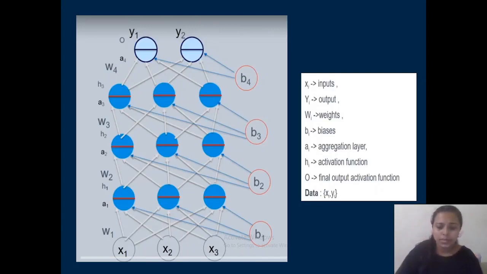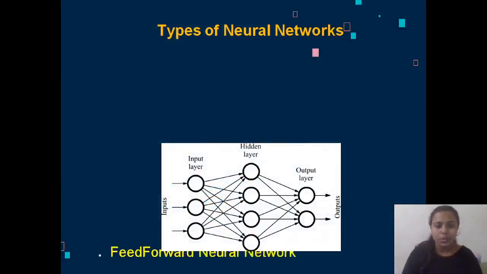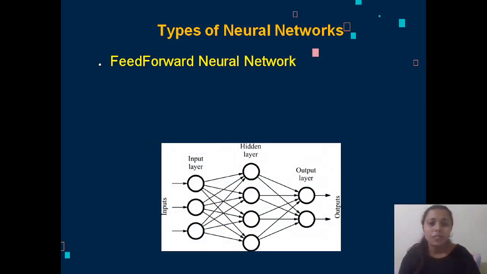So here we can see this is the architecture, and let's see the types of neural networks. First is the feed forward neural network.